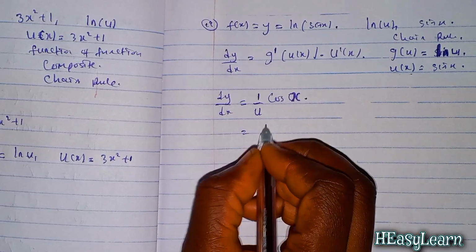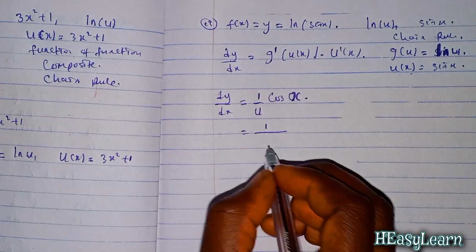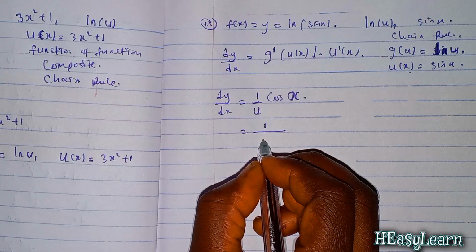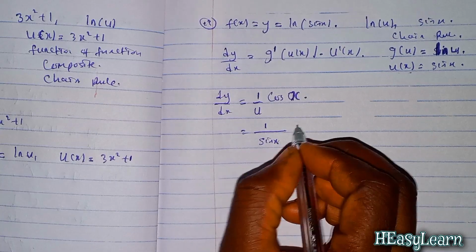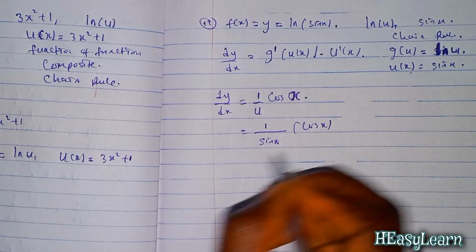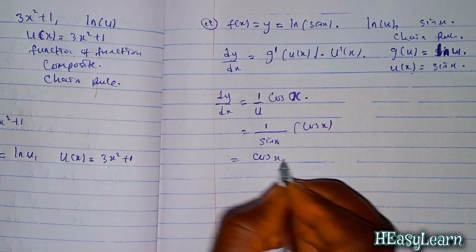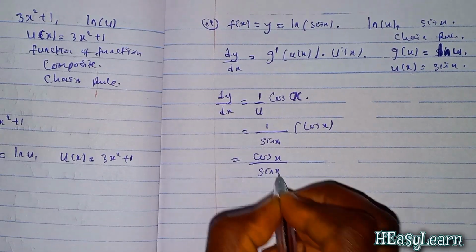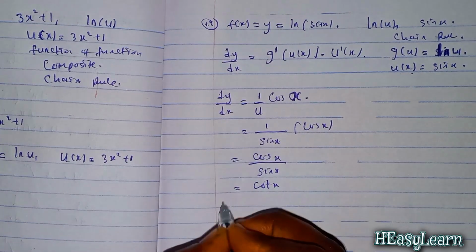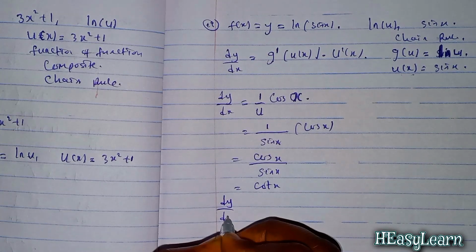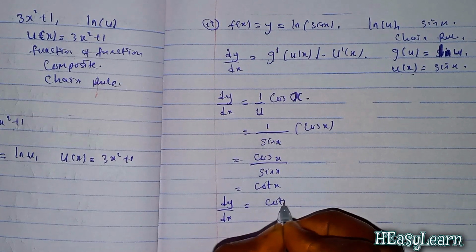This is the same thing as 1 over u. U is what? Sine x, multiplied by cos x. This is the same thing as cos x over sine x, which is cot x. So dy/dx is equal to cot x.